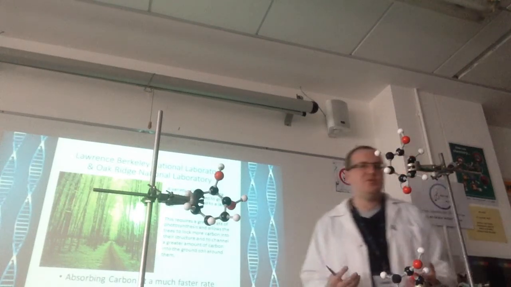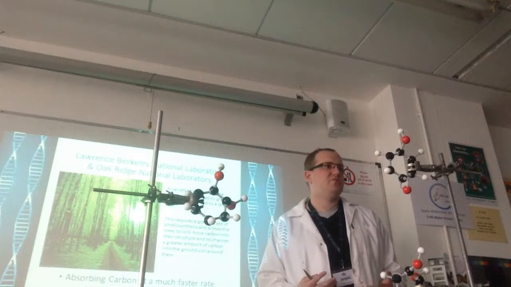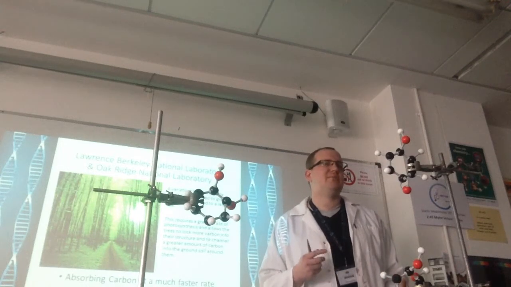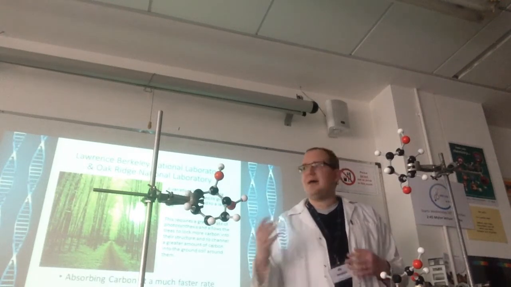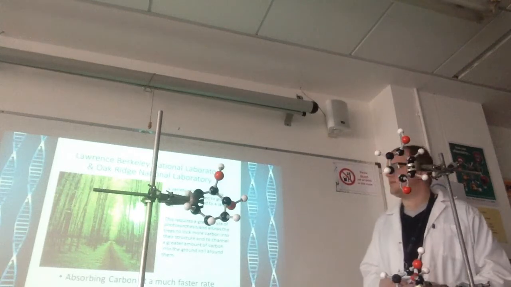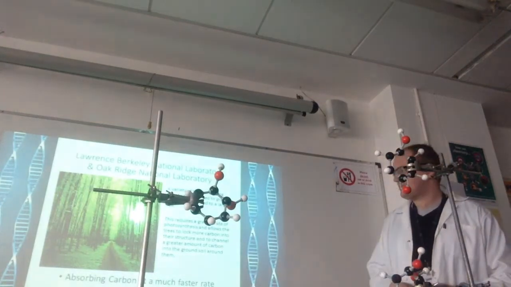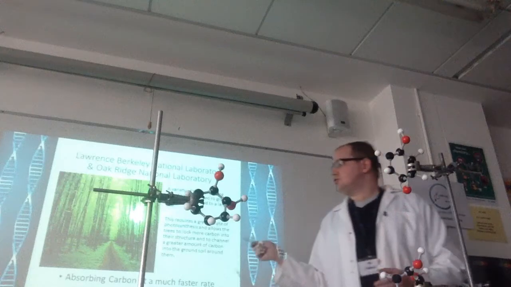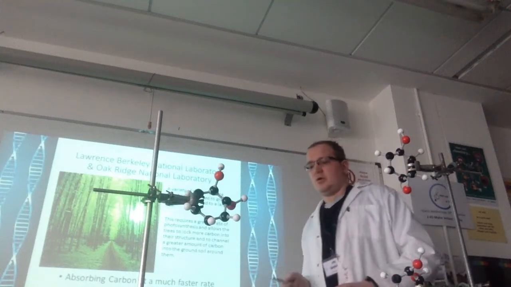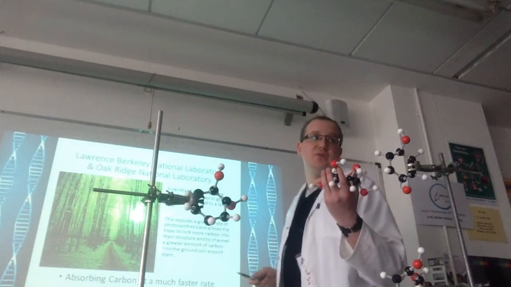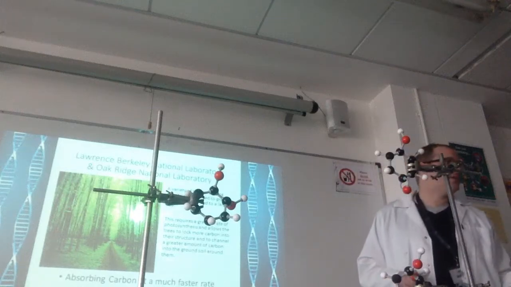Now they're using predominantly poplar trees, but they've also got eucalyptus trees, which take up about 20% of what they're using. And there's about 25 other species that they're changing to do this. Now this absorbs carbon at a much faster rate, locking it into the organic compounds within the trees. And it also channels carbon into the soil.